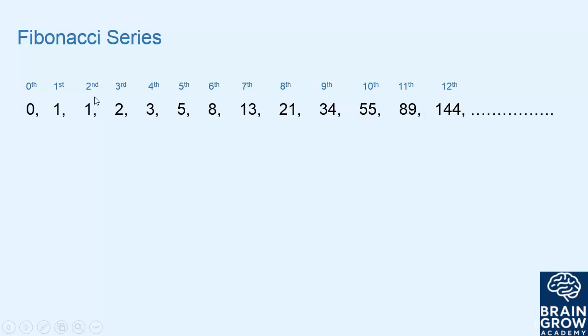For example, the second Fibonacci number can be found by adding these two numbers. This third Fibonacci number 2 is 1 plus 1. This fourth Fibonacci 3 is 2 plus 1. This 5 is 3 plus 2. This 8 is 5 plus 3. This 13 is 5 plus 8, and so on.